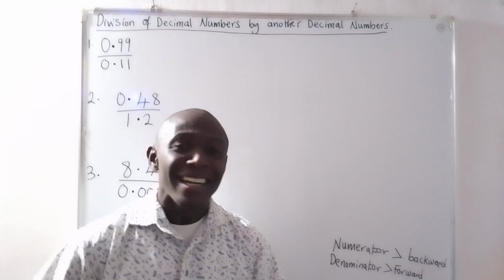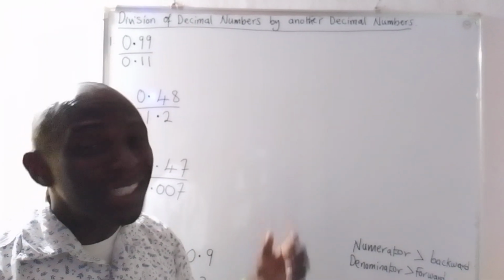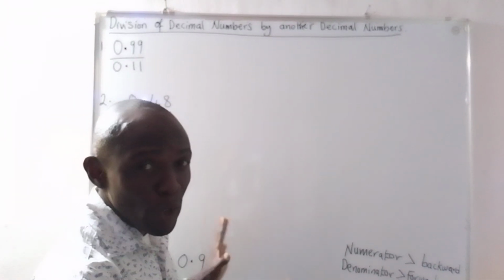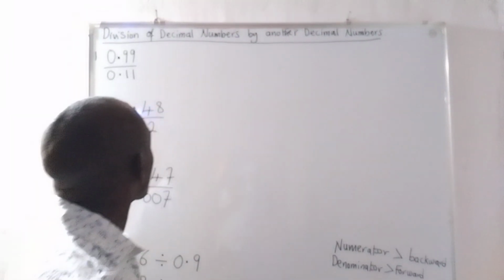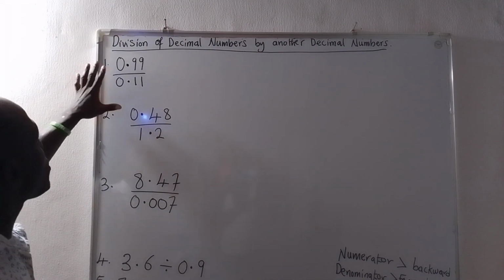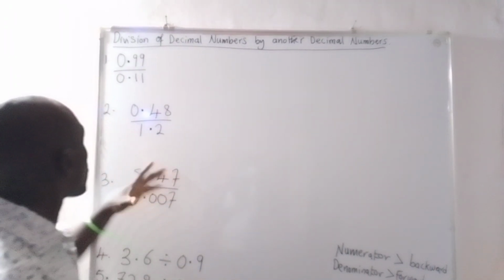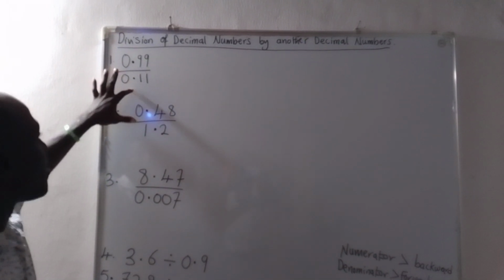But I want to ask, can your child divide a decimal number by another decimal number without the use of a calculator? If your child cannot do that, this video will help him or her divide decimal numbers. We have a new topic to discuss, which is division of decimal numbers by another decimal number. So how does a child divide a decimal number by another decimal number?